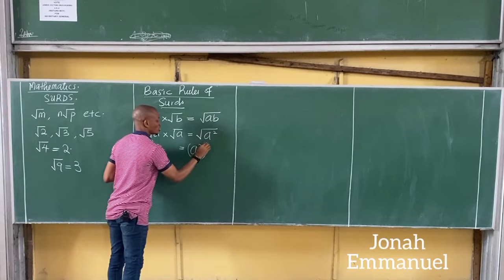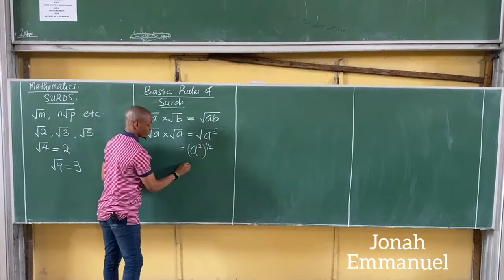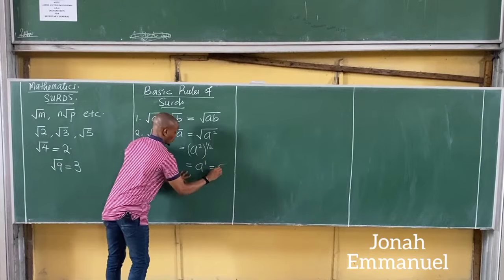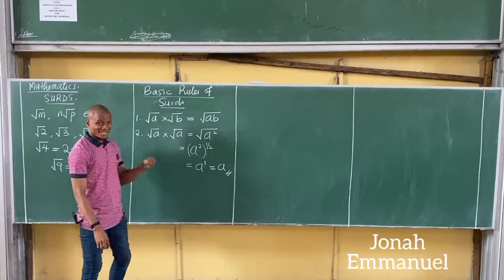Square root means raised to the power of half. Of course, half times 2 gives you 1. That's A to the power of 1, which equals A. Right? So here's the concept.